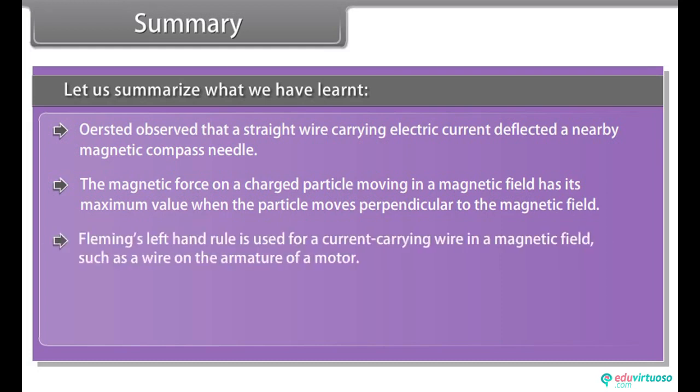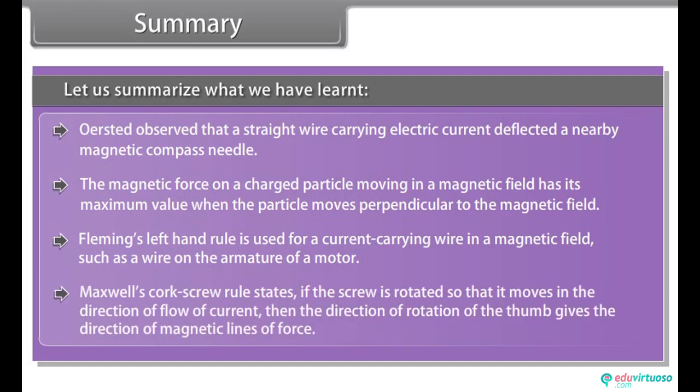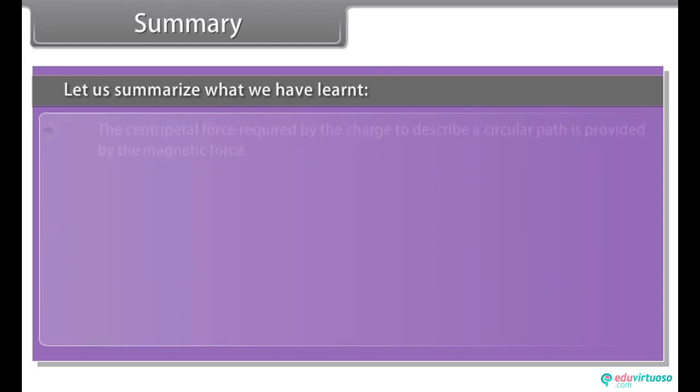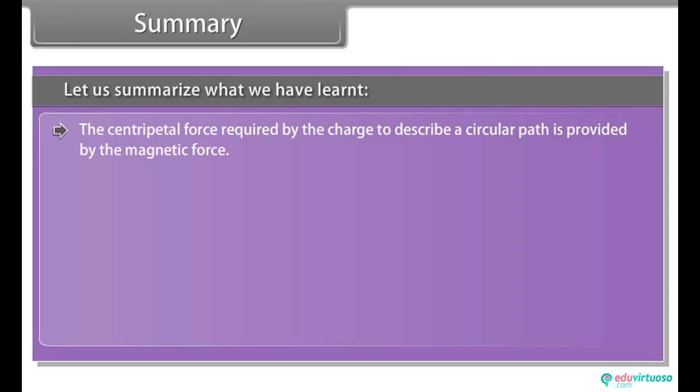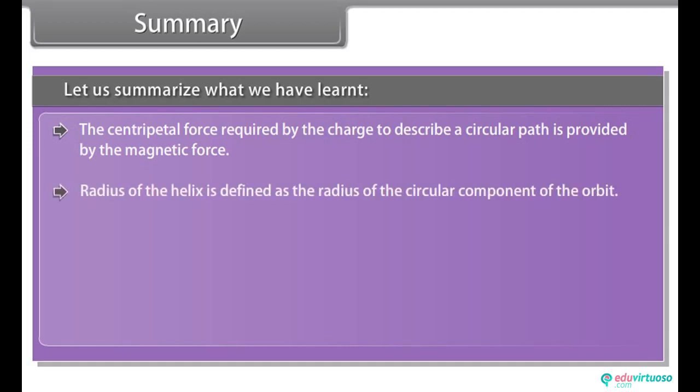Fleming's left-hand rule is used for a current-carrying wire in a magnetic field, such as a wire on the armature of a motor. Maxwell's corkscrew rule states, if a screw is rotated so that it moves in the direction of flow of current, then the direction of rotation of the thumb gives the direction of magnetic lines of force. The centripetal force required by the charge to describe a circular path is provided by the magnetic force. Radius of the helix is defined as the radius of the circular component of the orbit.